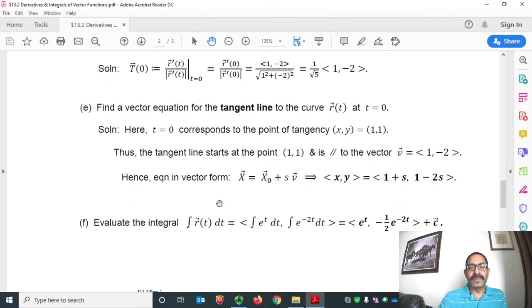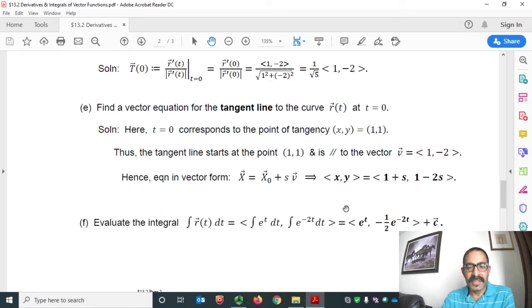Then the vector equation of the tangent line is x equals x0 plus s v. I use a parameter s here because t is already used. So x is an arbitrary vector (x, y) equals x0, which is (1, 1), so 1 plus 1 times s, comma, 1 plus (-2)s, so 1 minus 2s here. I hope this makes sense to you all.